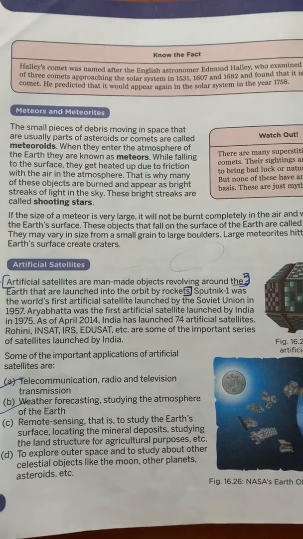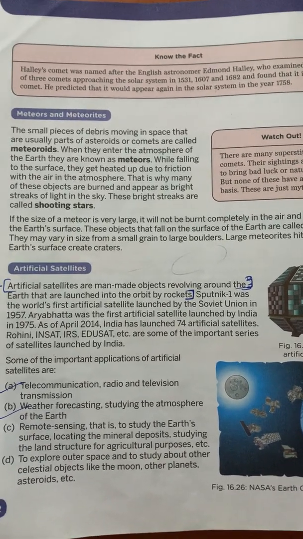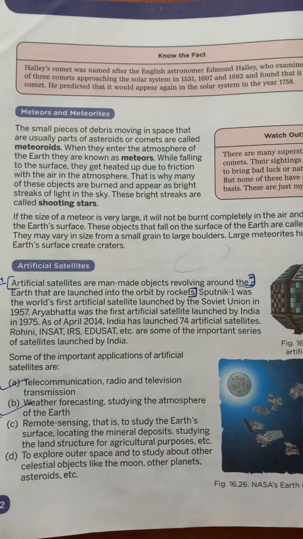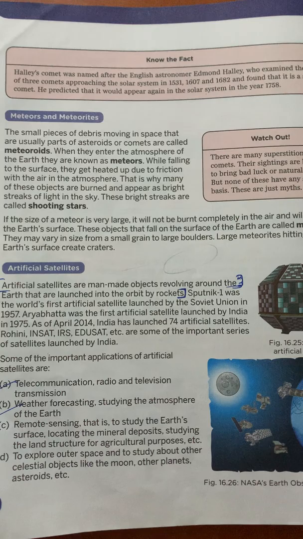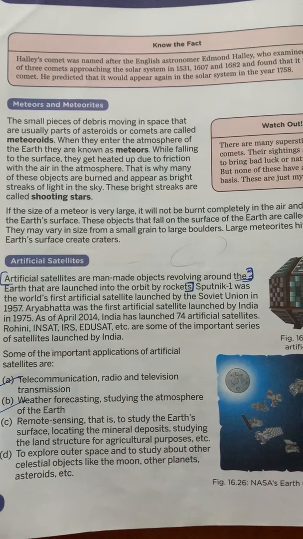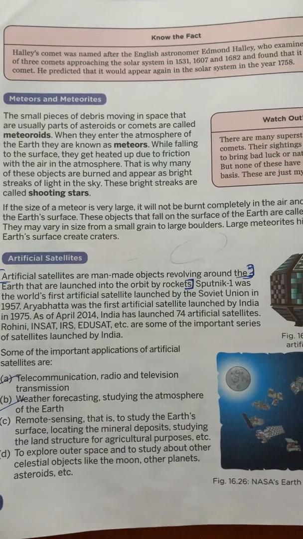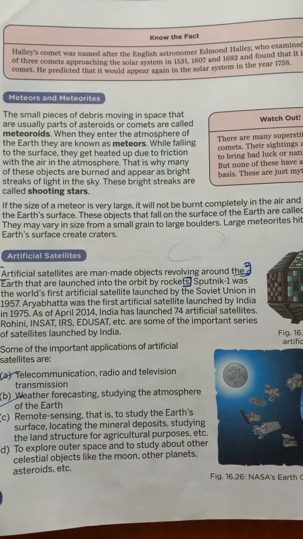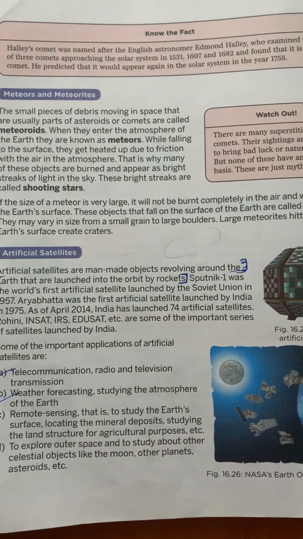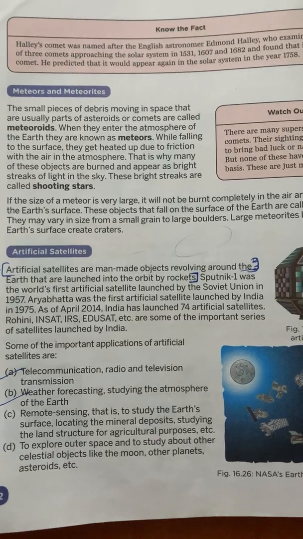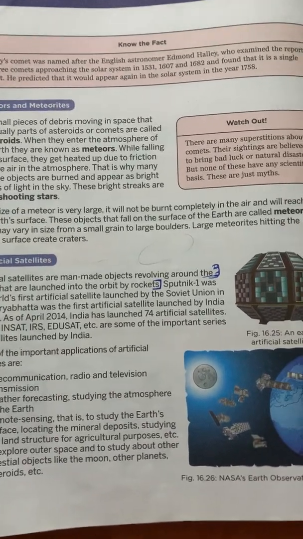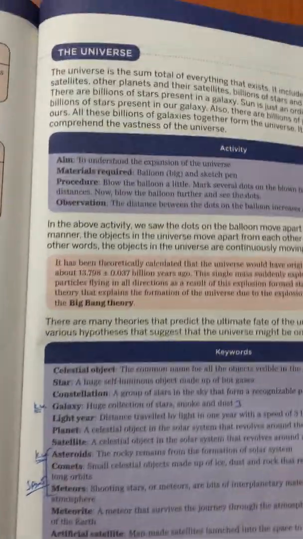Some important applications of artificial satellites are telecommunication, radio and television transmission. We are using mobile phones and wireless communications to communicate with each other. They are also used for weather forecasting, studying the atmosphere of the earth, remote sensing, study of the earth's surface, locating mineral deposits, studying land structure for agriculture, exploring outer space, and studying other celestial objects like the moon or the planets and asteroids. These are all important applications for which artificial satellites were launched.